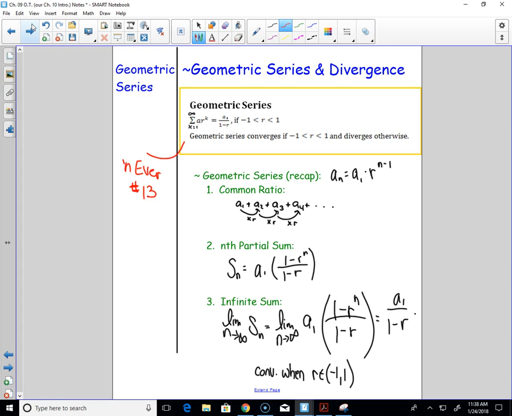And whenever r is in between negative 1 and 1, this would go to 0, and I end up with this statement. So what we're doing is shortcutting the process of needing to take the limit as n goes to infinity of the partial sum of a geometric series.